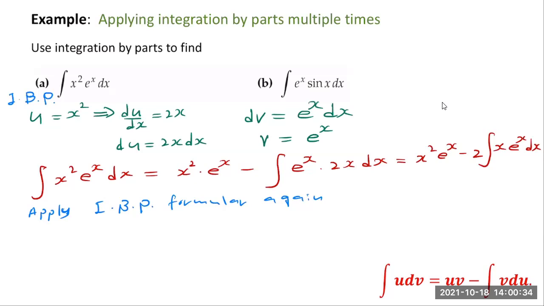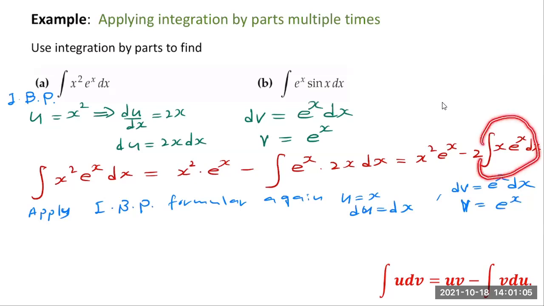So here, to apply the integration by parts formula again, I'm going to take u equal to x. That will give me du equal to dx, because the derivative of u with respect to x is 1. You multiply dx to the other side, you get du equal to dx. And I'm going to identify my dv to be e to the power x dx, like in the previous case. You will immediately get v equal to e to the power x. Now I'm going to apply the integration by parts formula for this integral.